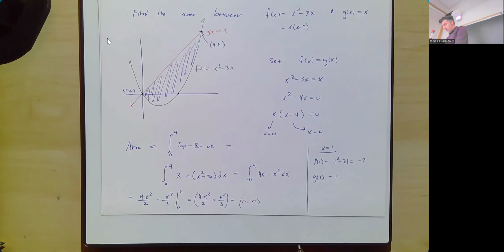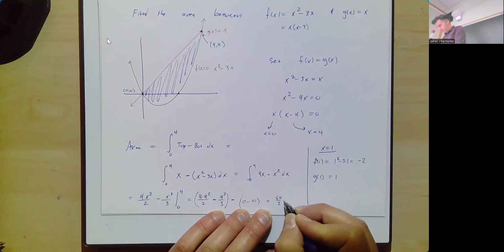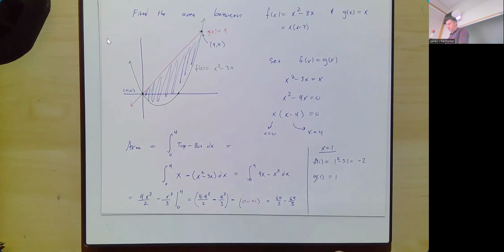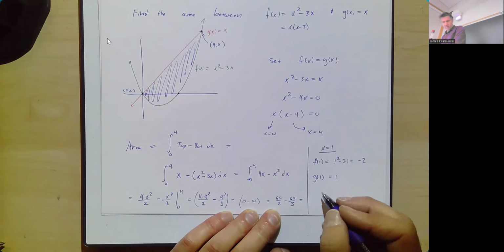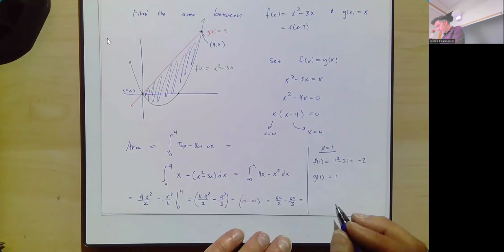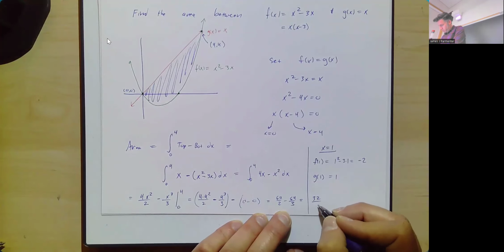So this ends up equaling, let's see, I have 64 over 2 minus 64 over 3, which simplifies to... what does it simplify to, James? I think it simplifies to 32 over 6. Seems right. Yeah, 32 over, no, sorry, 32 over 3.